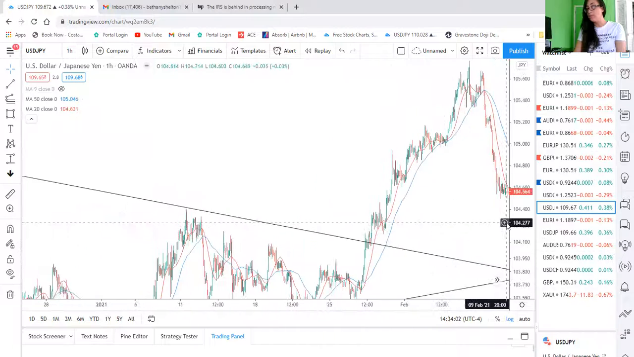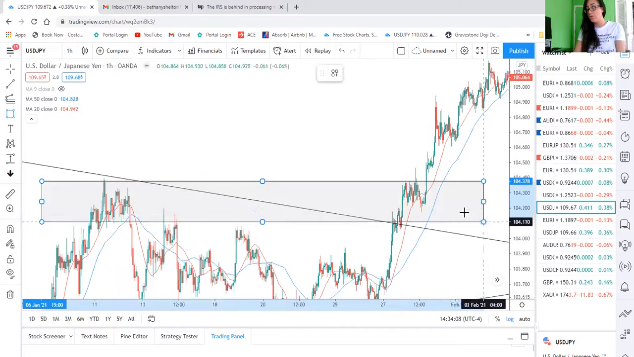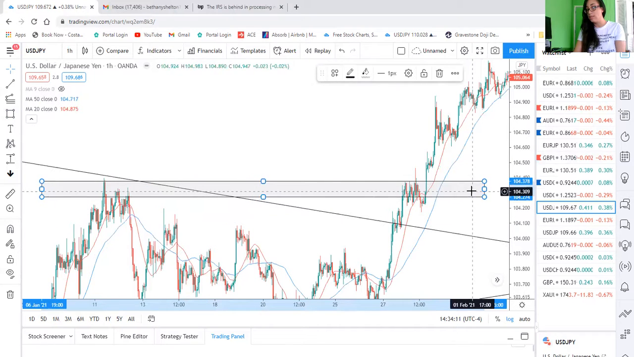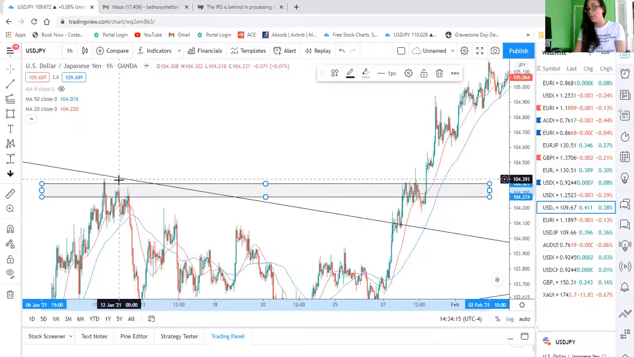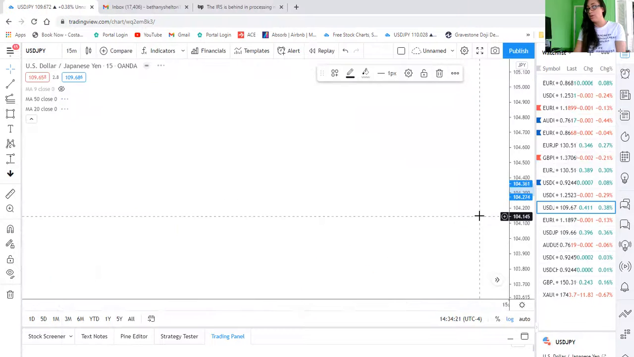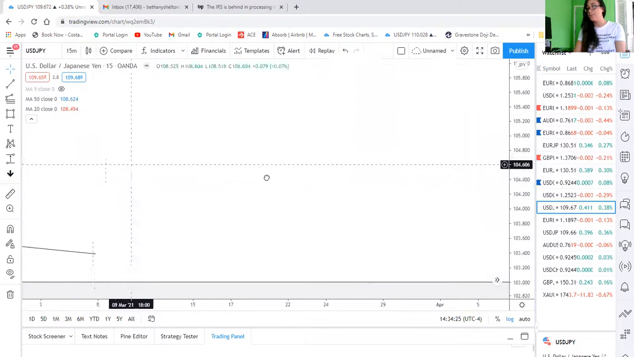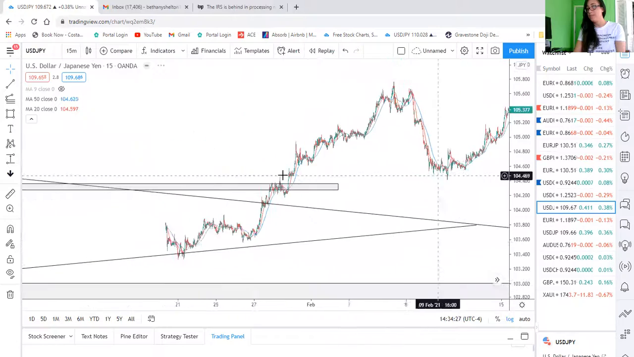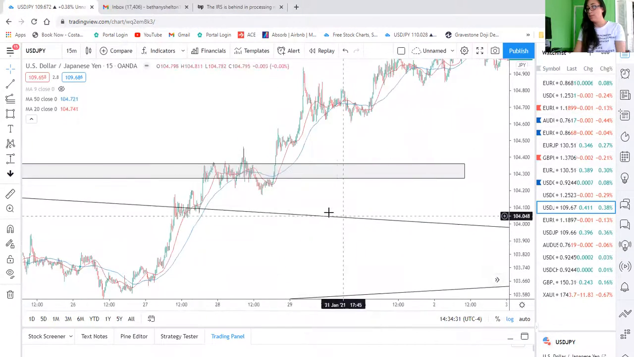Not only do you wait for price to break, you also want to wait for price to break the structure as well. So we're talking about something like this. Before we hop in, we want price to break above this area. Then we go down to the 15-minute chart and ask, where would I be interested in entering?